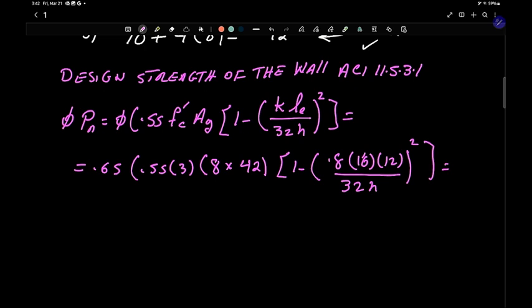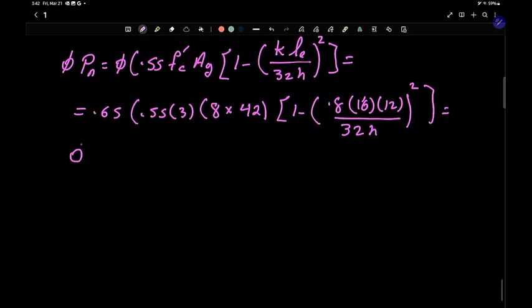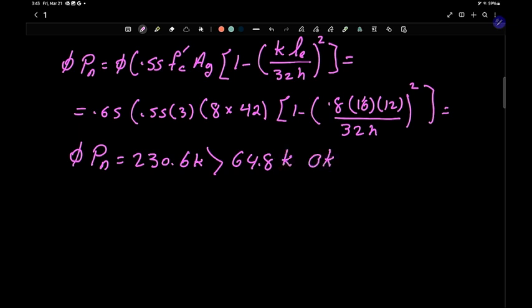And that comes out to be phi Pn equal 230.6 kip, and that's bigger than our load, which was 64.8 kip. So we're okay right here. It's bigger than the applied load.